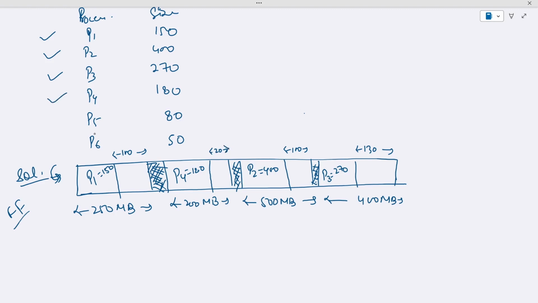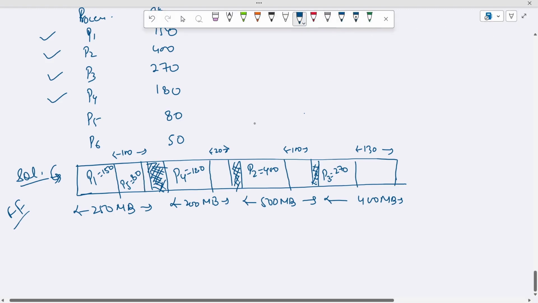And P4 is also completed. P5. Start from the starting. 100 MB of space we have. P5 needs 80, so definitely P5 gets this. And 80 space is occupied. Now the space which is left is 20. So this is 20 MB space left. Now P5 is also completed.